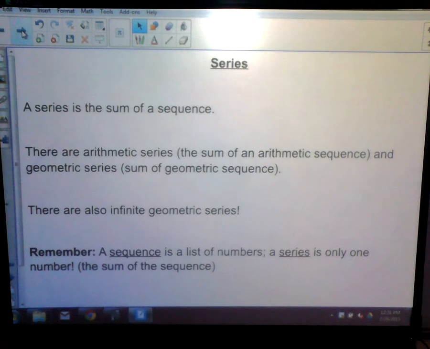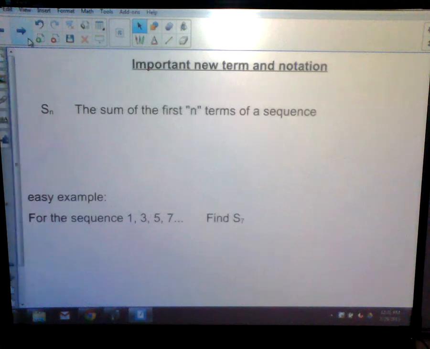Series. A series is the sum of a sequence. It's a lot of S's. There's arithmetic series, that's the sum of an arithmetic sequence, and there's geometric series. There's also an infinite geometric series. A sequence is a list of numbers, but a series is only one number. It's the sum when you add them all together. S sub n is the sum of the first n terms of the sequence.